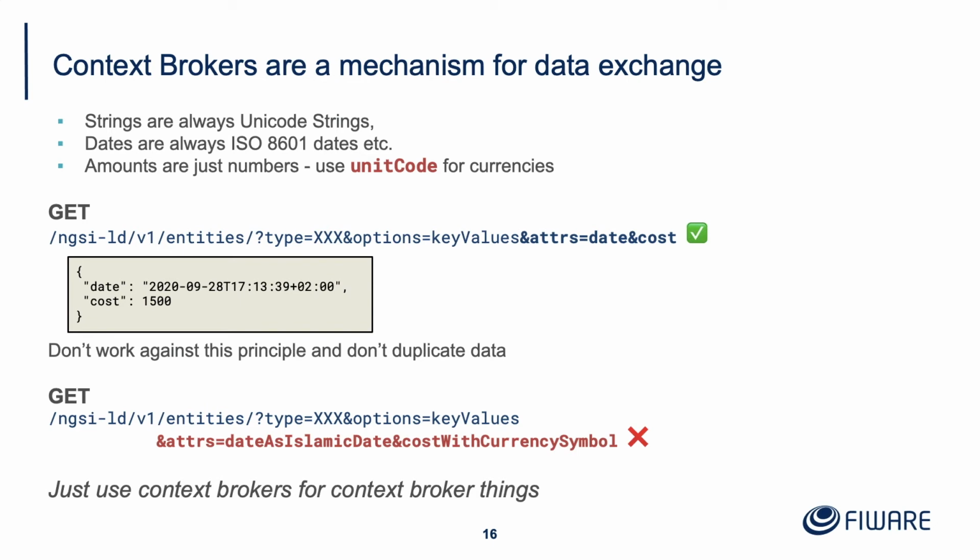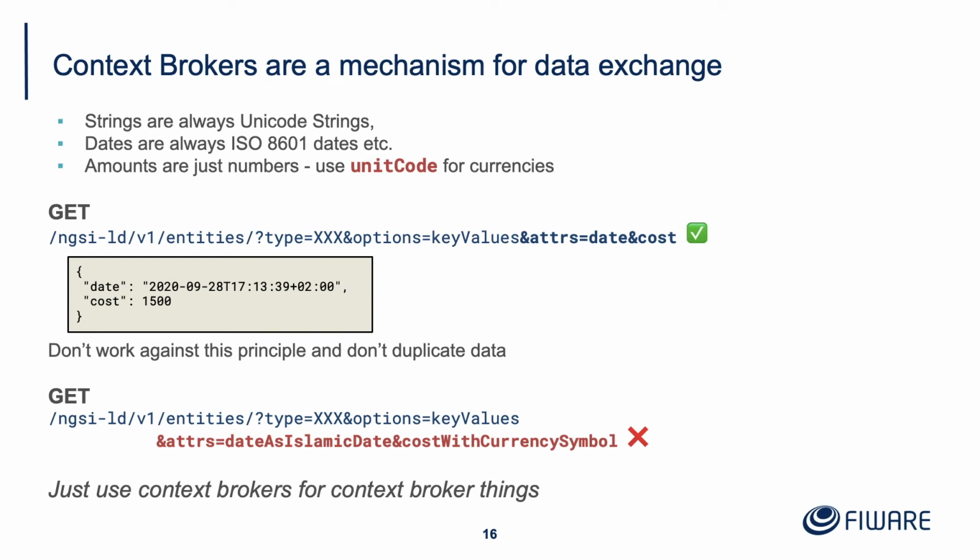Now, what you don't want to do is to specifically have an attribute, say, cost with currency symbol, or date with date in Islamic date format, or date in French, or whatever, because that is breaking your data model for a start, because nobody else will have these attributes, and it also is trying to stuff data things into the context broker, which isn't related to a context broker. It is trying to use it for internationalization where it shouldn't be done. It should be elsewhere in the system. So just use your context broker for context broker things.